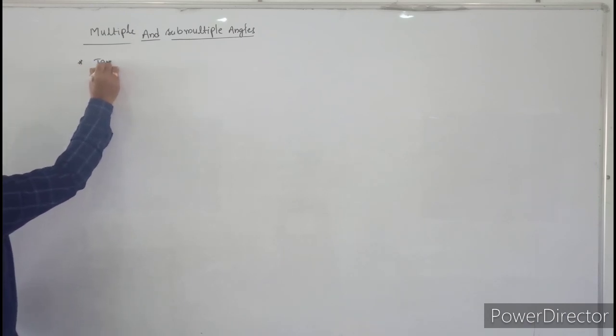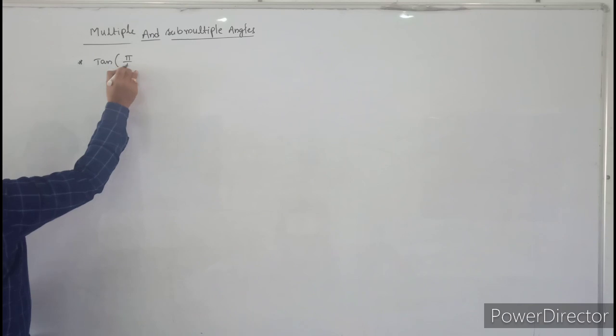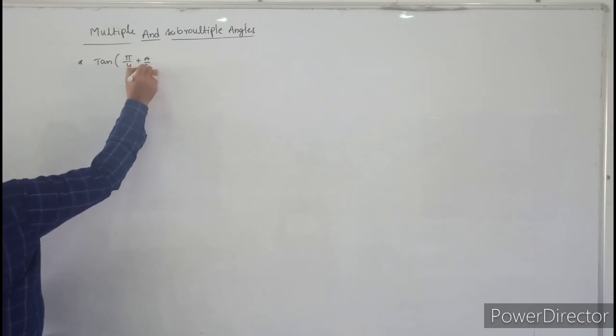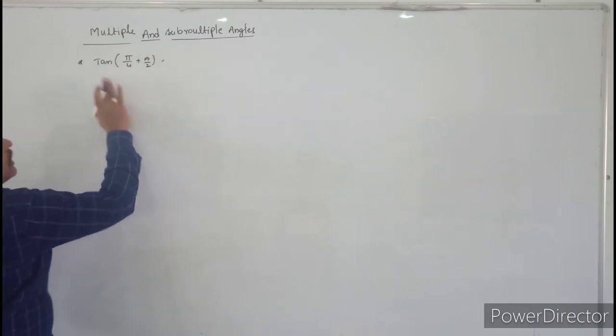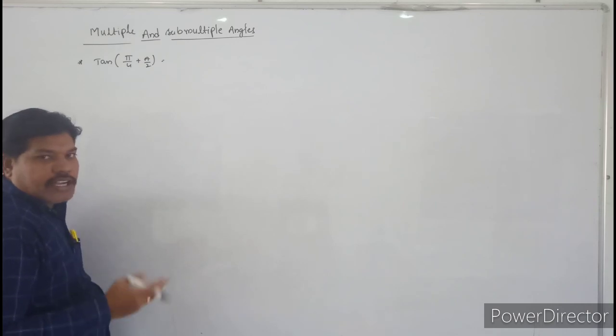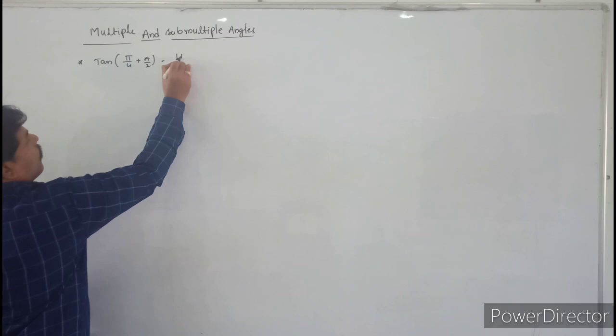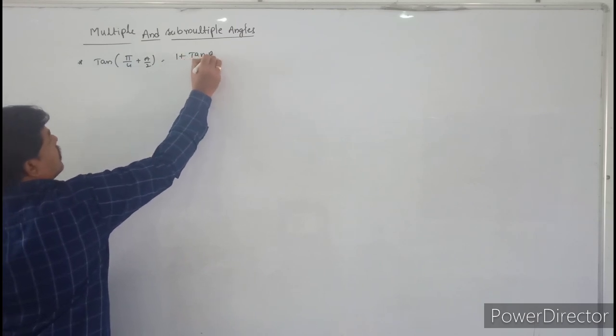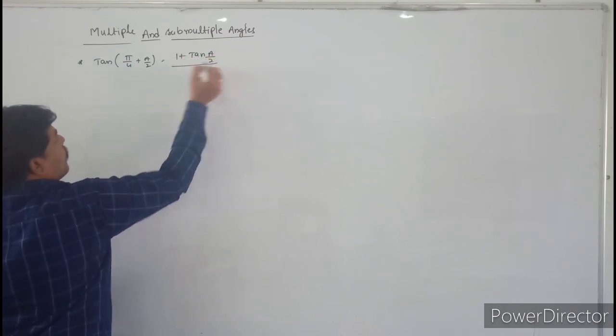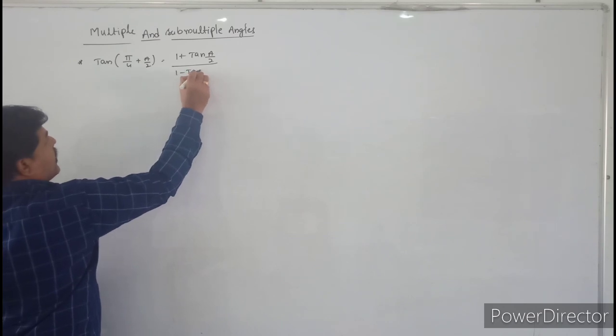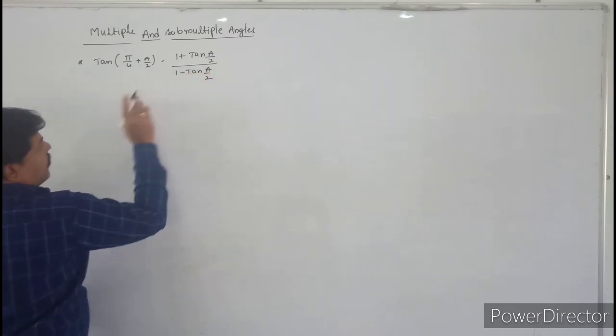Tan of pi by 4 plus A by 2 can be taken as the tan of A plus B formula. We already know that tan A plus tan B by 1 minus tan A tan B. So that implies it will become 1 plus tan A by 2 by 1 minus tan A by 2.